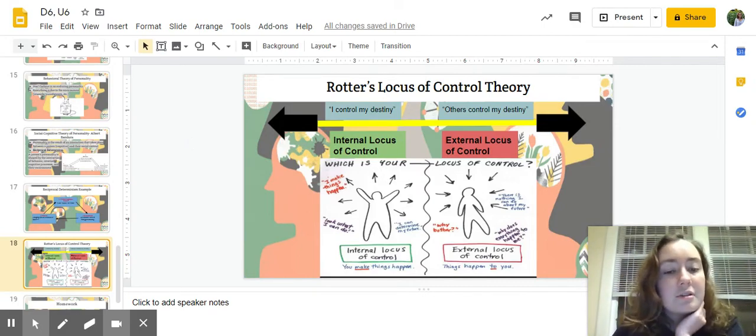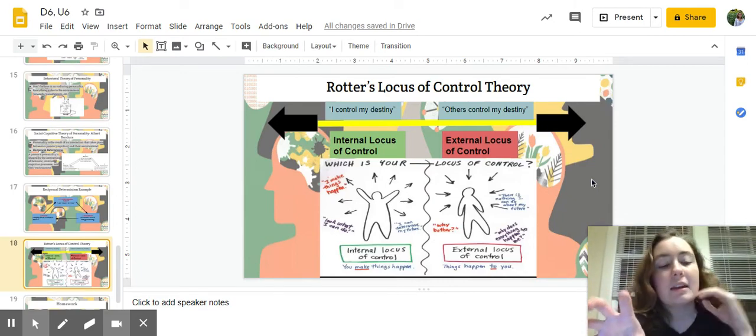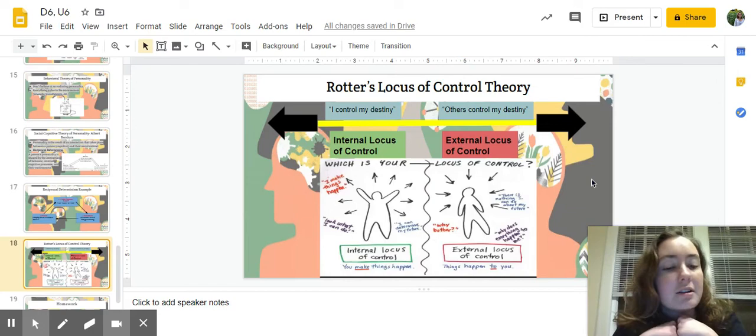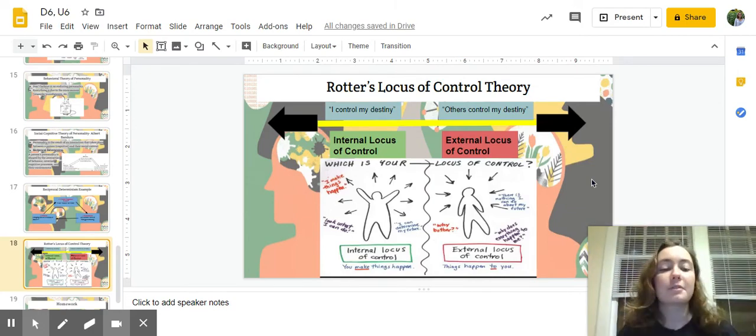And then on the other hand, you have people with the external locus of control. So if you have an external locus of control, you don't see the connection between the outcome and the effort that you're putting in. So they don't see that they have control over their lives. They really think that things are out of control and out of their hands.